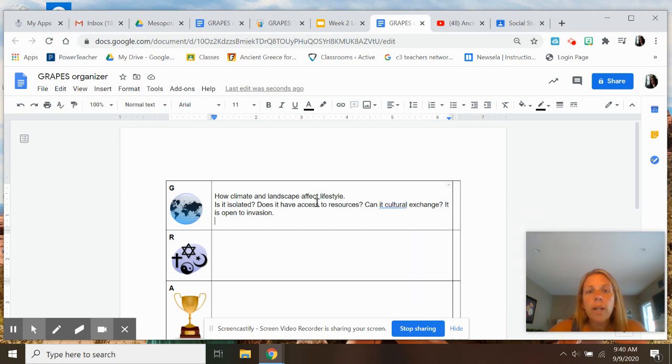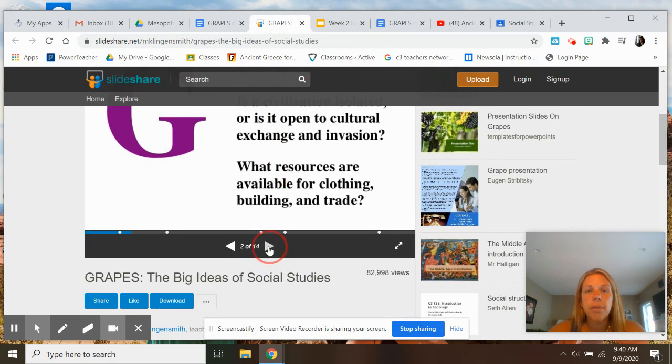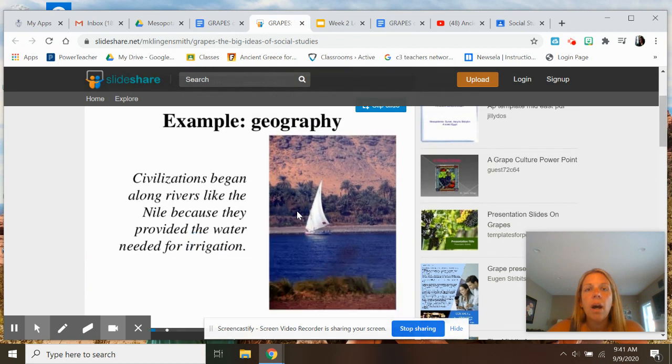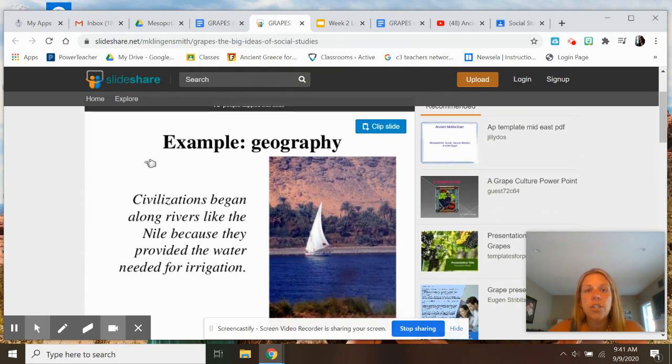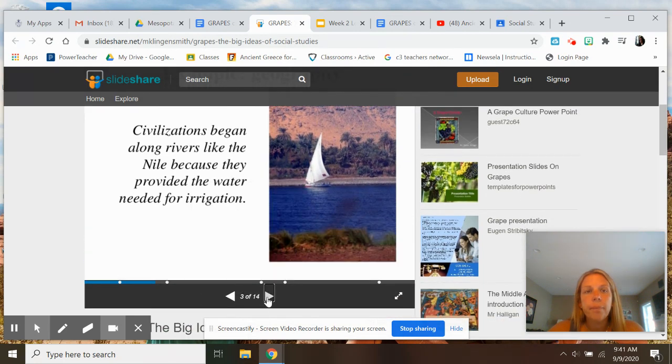The notes are important so that you can go back. This is your template for looking at GRAPES, because this is what we're going to be using throughout the year. The next one is religion, or this is going to give an example. So this gives an example of geography. Civilizations began along rivers like the Nile because they provided the water needed for irrigation. Vocabulary word, irrigation, the movement of water.